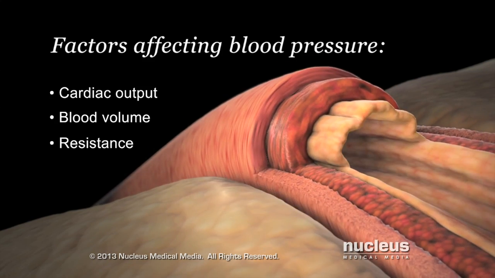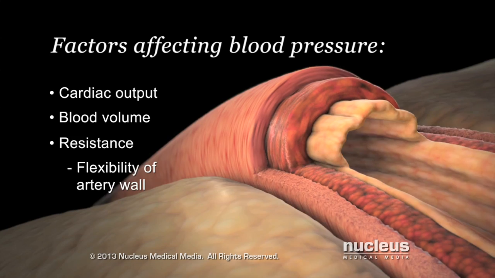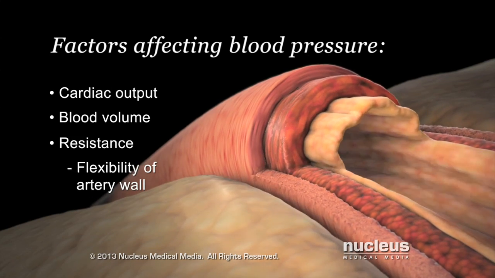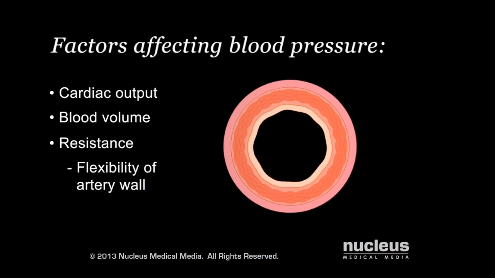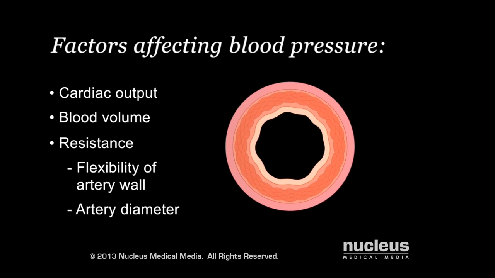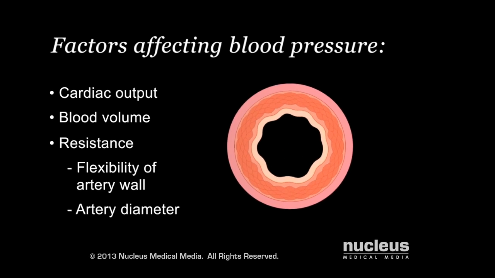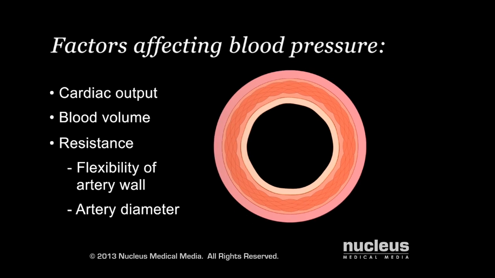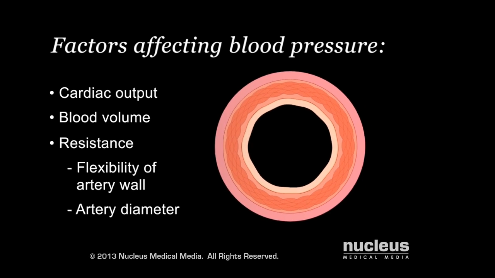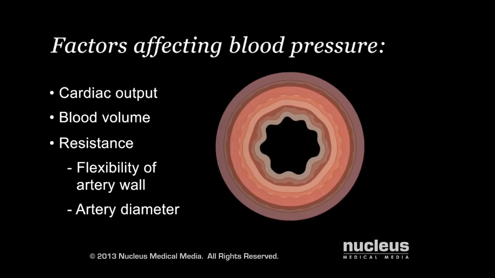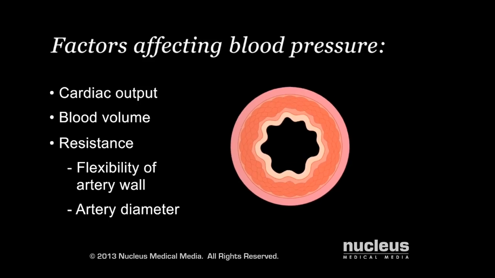One resistance factor is the flexibility of your artery wall. Healthy arteries expand with each heartbeat to help reduce blood pressure on the wall. Another resistance factor is the diameter of your arteries. Your body is able to increase the diameter of your arteries to lower your blood pressure, or reduce the diameter to raise your blood pressure.